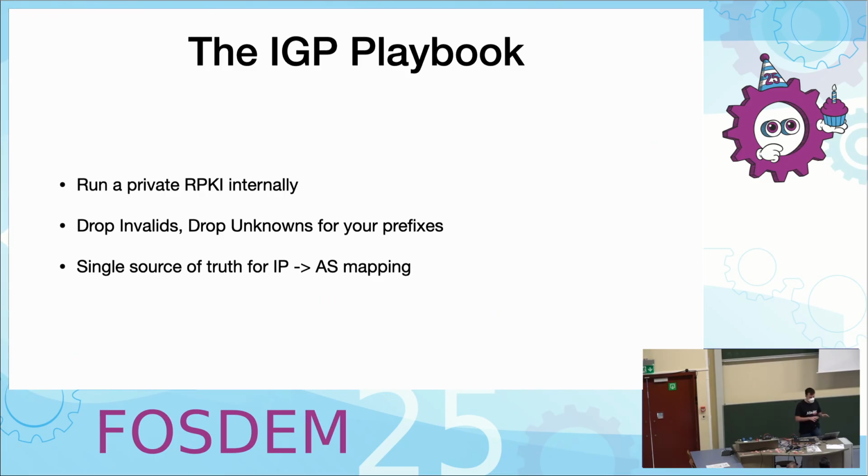And, okay, that's good enough, but ideally you move a step further. You also drop the unknowns. And this is a little bit more dangerous. And this creates a single source of truth. Your RPKI data contains everything that you need to know about the network.